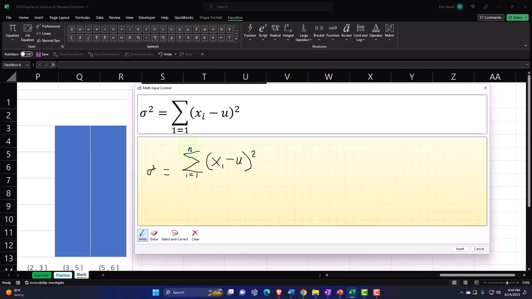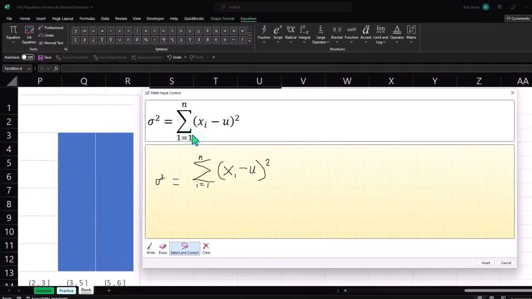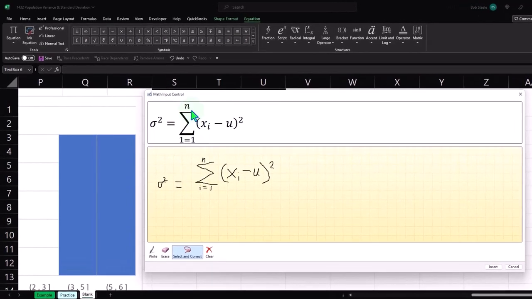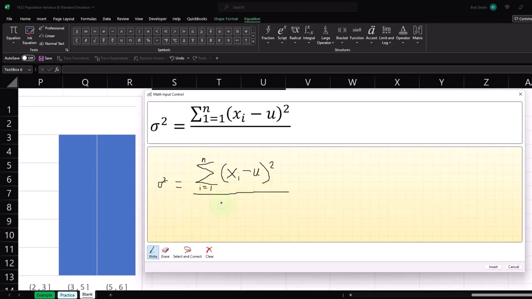What do I have to do, Excel, for you to recognize? So I put my N here. Let's try to circle it. Why can't you see that? So there it is. I circled it. There it puts the N up top. All right. And then let's put that whole thing over the top of an N. So there we have it.